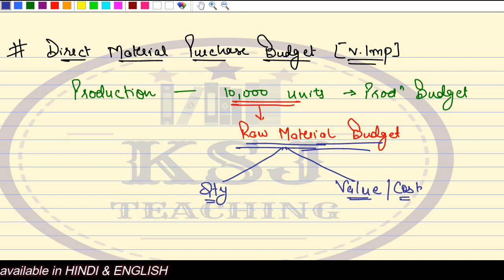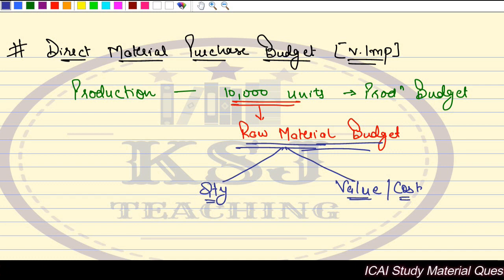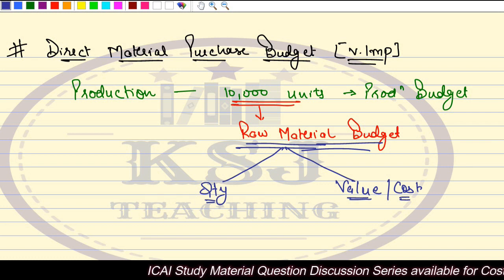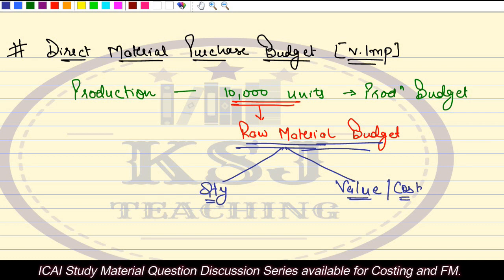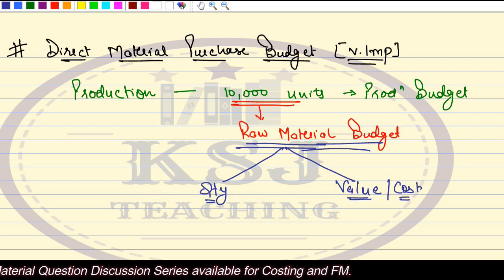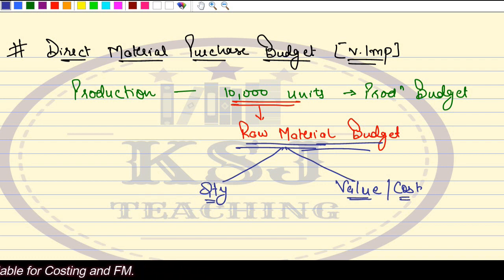The second thing, value or the cost. Why we want to know this? Because this is one of the major elements of the cost. If you are manufacturing a product, the first element that we discussed is the material element. Now this material is a very important element, right? So you cannot ignore the value or the cost of the raw material.